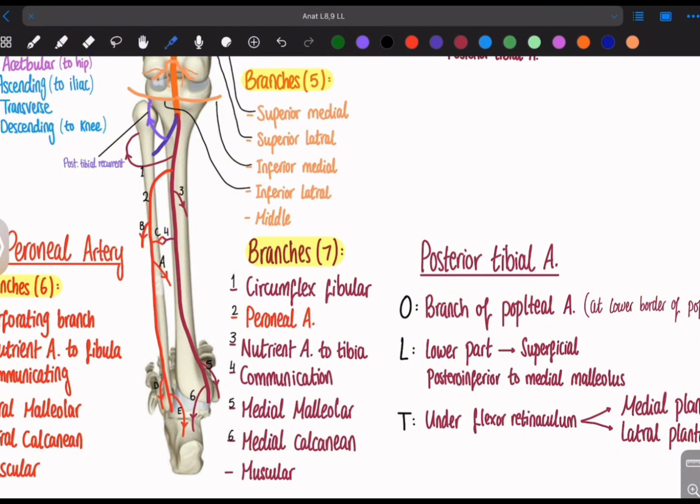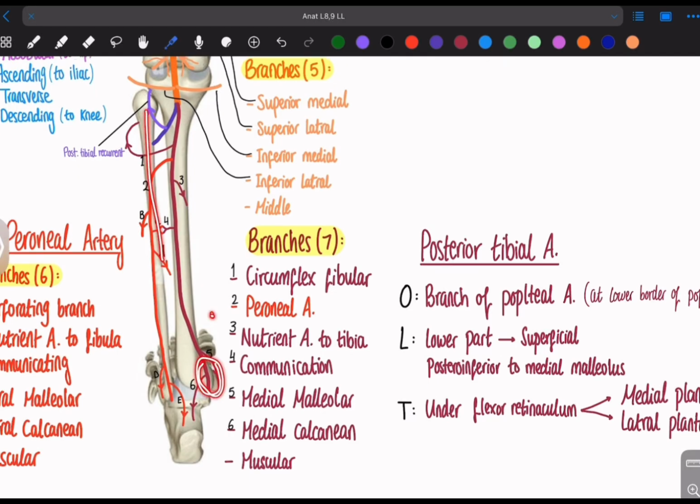Where exactly does this termination occur? We said at the lower border of the popliteus muscle. So this is the origin for the posterior tibial artery. It's the same as the origin for the anterior tibial artery. They have the same origin. Then the landmark. I just said this is not very important. It's important just to understand. So at the lower border, here it's superficial, and then posterior inferior to the medial malleolus. It moves here. It's posterior inferior to the medial malleolus, and we know this is the medial side since here is the fibula. So the fibula is lateral, so this is the medial side.